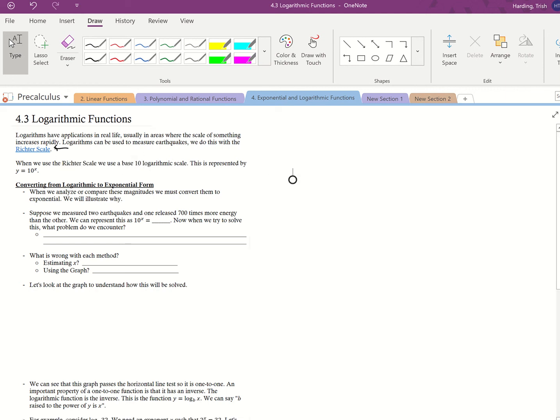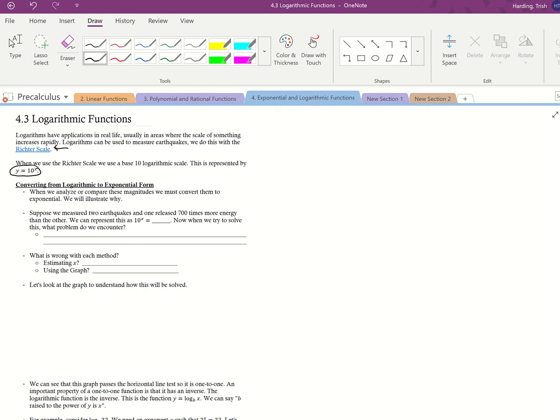Now, when we use the Richter scale, it's actually a base 10 logarithmic scale. So it can be represented by y equals 10 to the x, and we'll have a look at that. So when we're comparing magnitudes of earthquakes, we have to convert them. So here's a reason why.